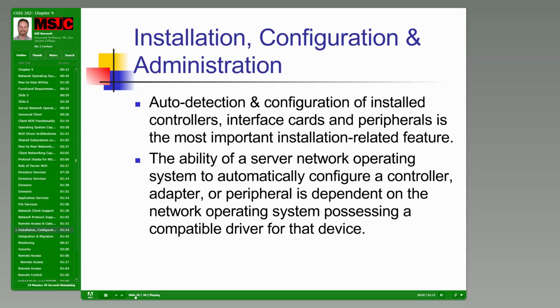Other features that you might look for in your network operating system would be things like auto detection and configuration of your installed controllers, interface cards, and peripherals. We're basically talking about plug and play here, so just making sure that the network server operating system does recognize all the hardware that's installed on the box, the computer that is going to be the server.